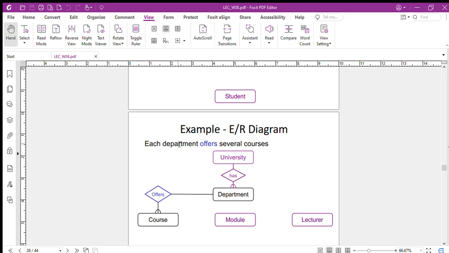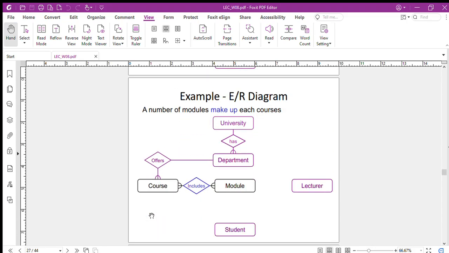Then the next line is: each department offers several courses. So department and courses are connected by this relation. Now we also need to figure out the cardinality. A university has how many departments? Not one. It can have many departments. And departments have how many courses? Each department has many courses. So we are going to translate each requirement given into this diagram form.